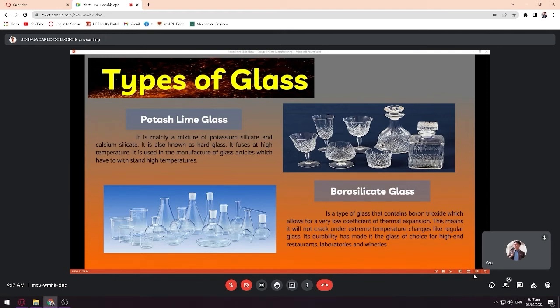The next is borosilicate glass. It's a type of glass that contains boron dioxide, which allows for a very low coefficient of thermal expansion. This means it will not crack under extreme temperature changes like regular glass. Its durability has made it the glass of choice for high-end restaurants, laboratories, and wineries.